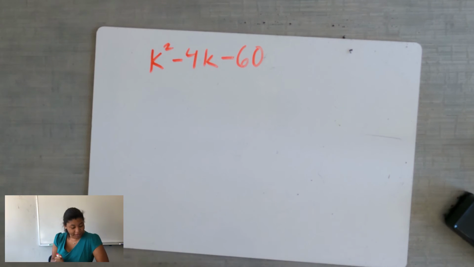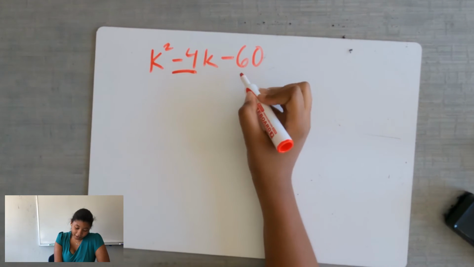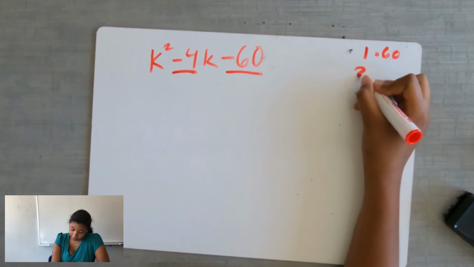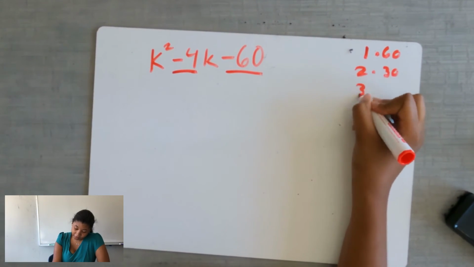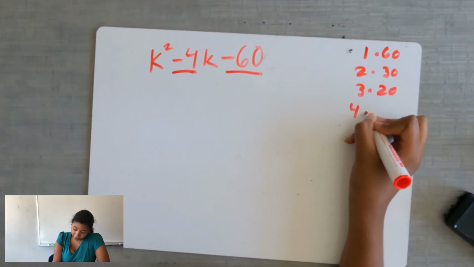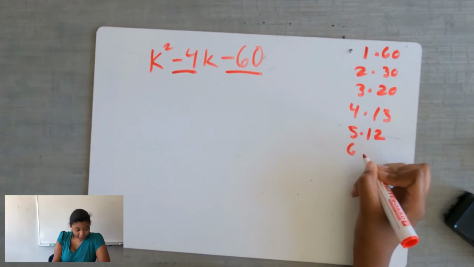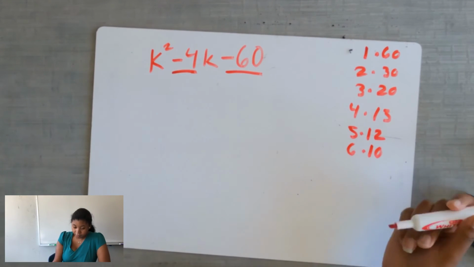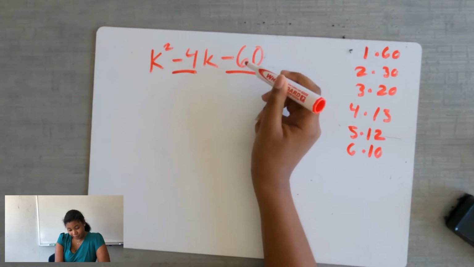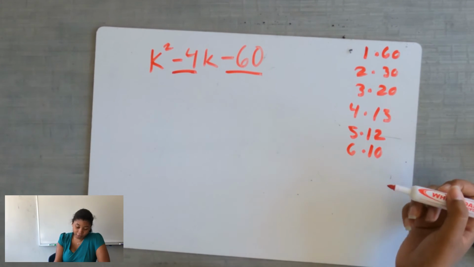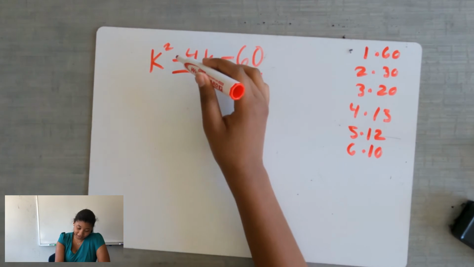Alright, so our problem is k squared minus 4k minus 60. So first we need to figure out what adds to make negative 4 and what multiplies to make negative 60. So we're going to go through all of our factors. And we have 2 times 30, 3 times 20, 4 times 15, 5 times 12, and 6 times 10. And we know that since one of these is negative, one of these numbers has to be negative. So in this case, we know the bigger one of the two would be negative due to the fact that this is also negative.